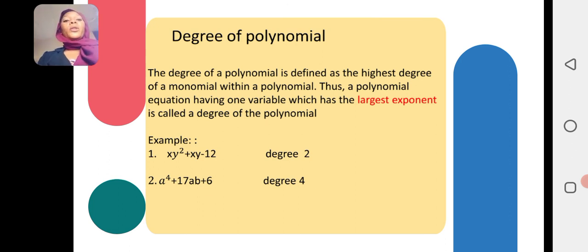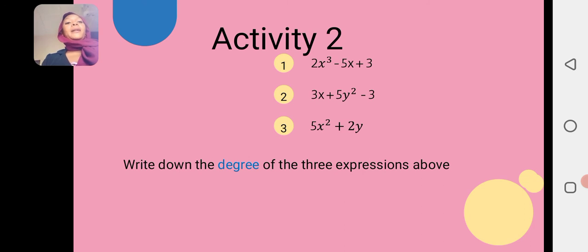For example number 2, we have a raised to power 4 plus 17ab plus 6. The highest exponent there is a raised to power 4. So the degree of the polynomial is 4. So this is how you determine the degree of a polynomial.